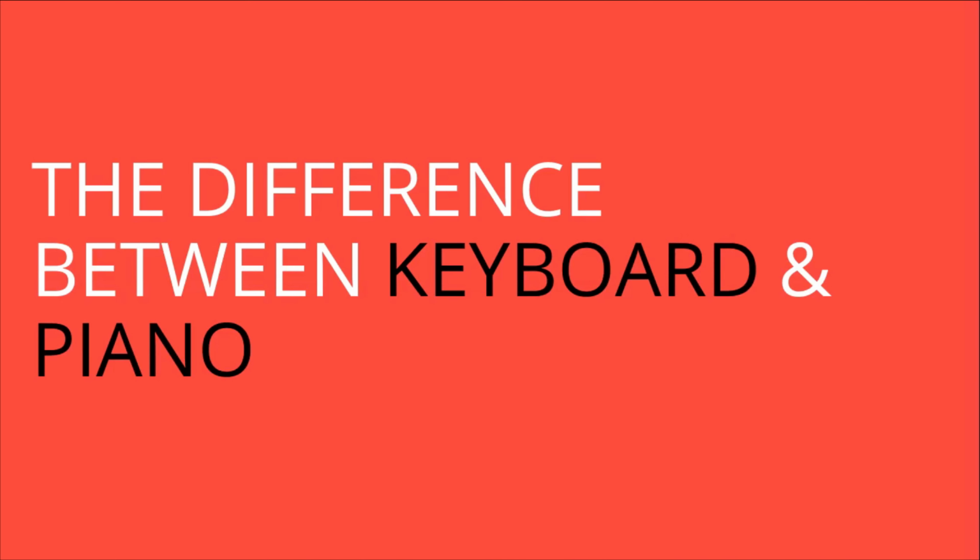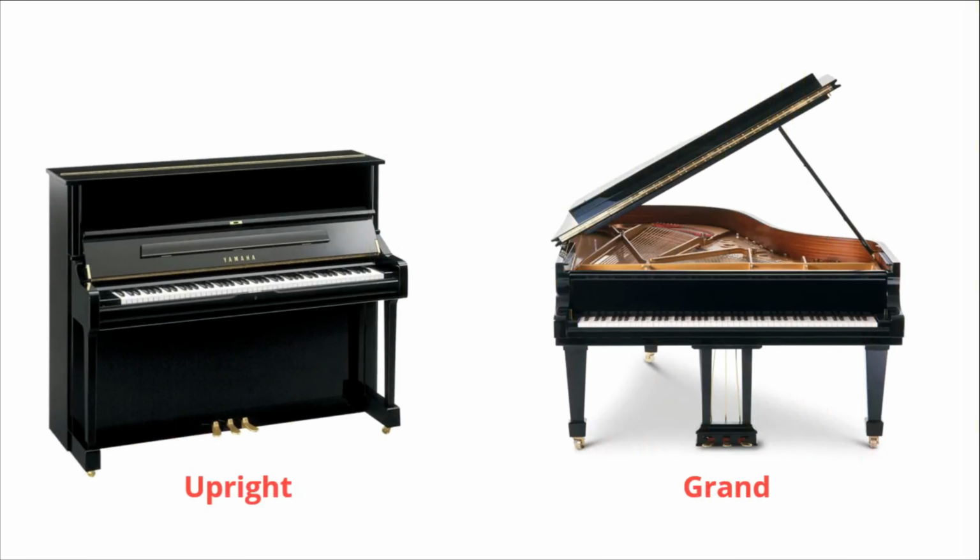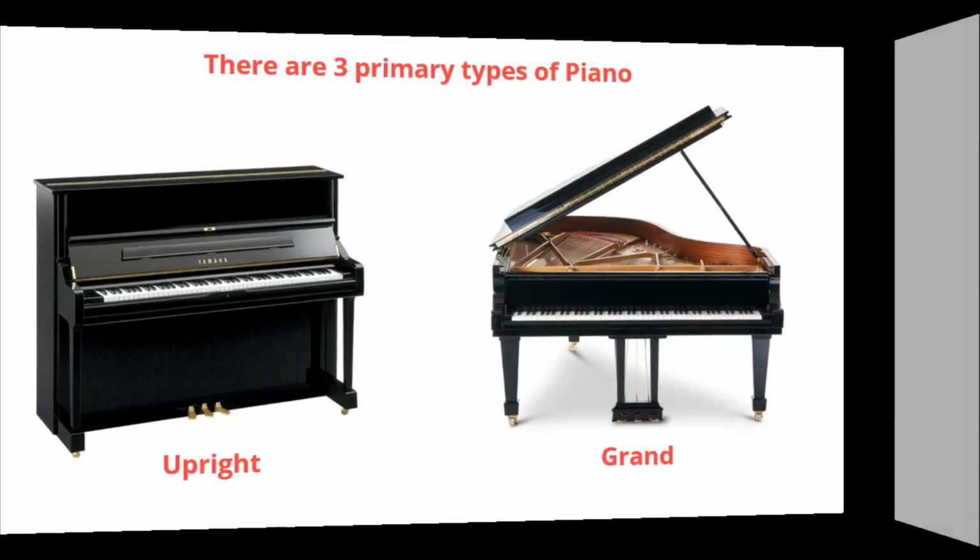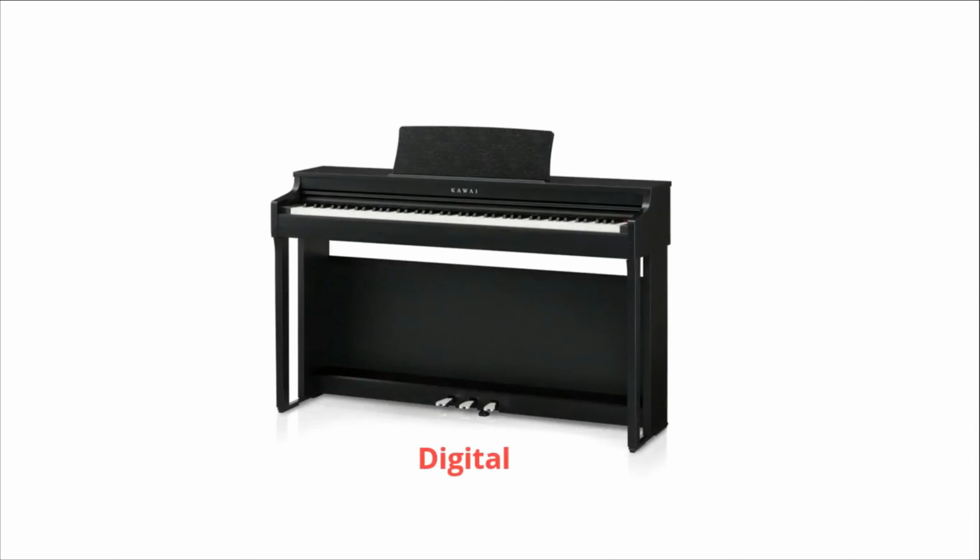So let's understand what is the difference between a keyboard and a piano. Many students get confused over here. They think that piano and keyboard are the same, but that's not the case. I'll have to explain everything, what makes a piano different from a keyboard and what makes a keyboard different from a piano. So let's learn about the piano first. There are 3 primary types of piano. The first one is the upright piano. The second one is the grand piano, and the third one is the digital piano.